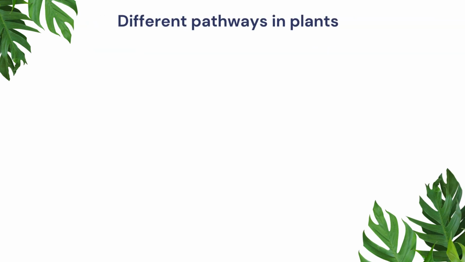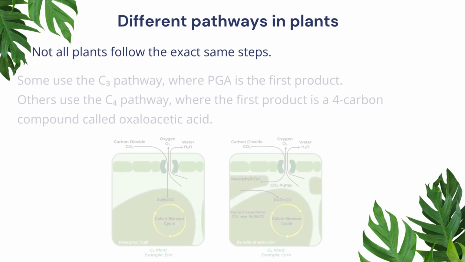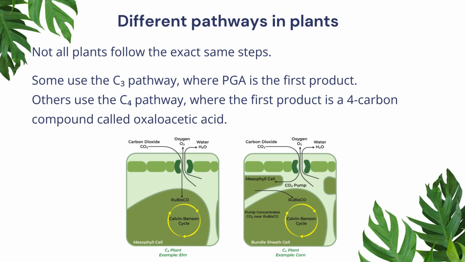Different pathways in plants. Not all plants follow the exact same steps. Some use the C3 pathway, where PGA is the first product. Others use the C4 pathway, where the first product is a 4-carbon compound called oxaloacetic acid.